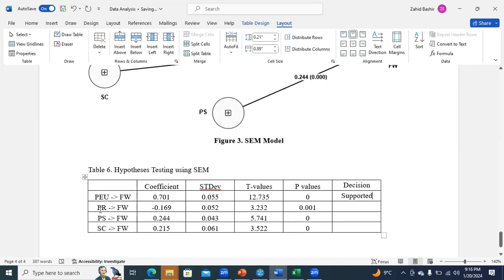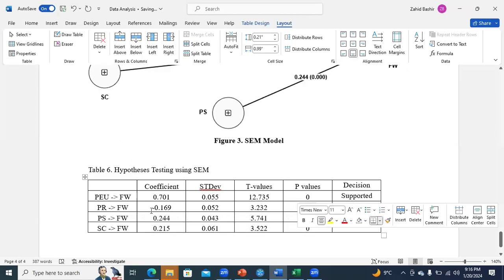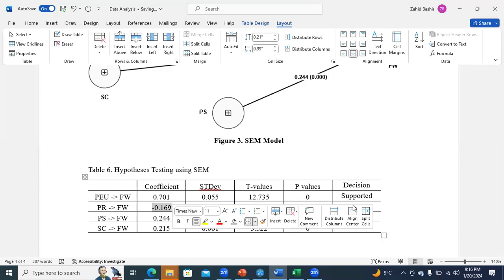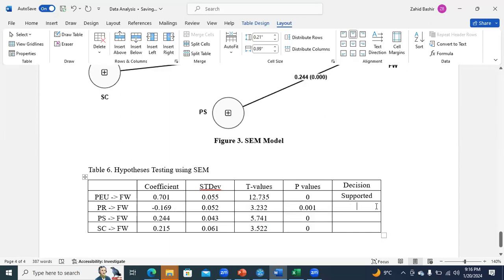In the same way, for perceived risk, because I remember that the risk factor was negative in relation to financial well-being, and it is also significant and indicating a negative value, I can write here supported.